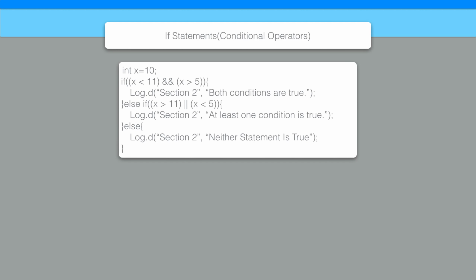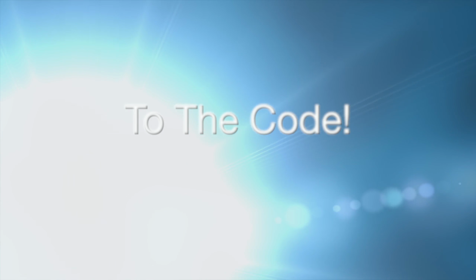Now, in this particular example, we will be logging both conditions are true, as x again is less than 11 and x is greater than 5. As you can see, double ampersands means that both conditions must be met in order for that if statement to return true. Else if with the double pipeline characters means that either condition can be true in order for that expression to be run. Let's get to our code and write a few of our own examples.